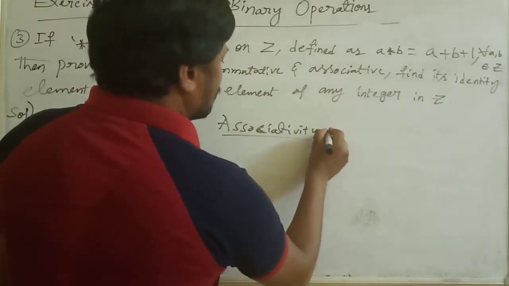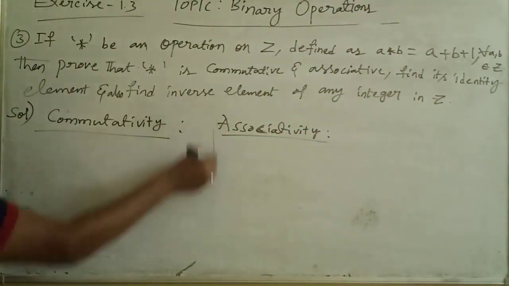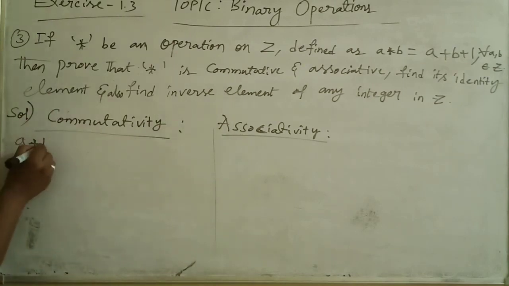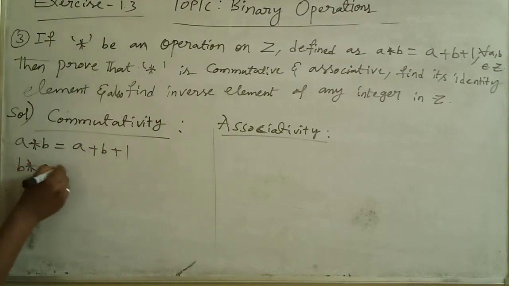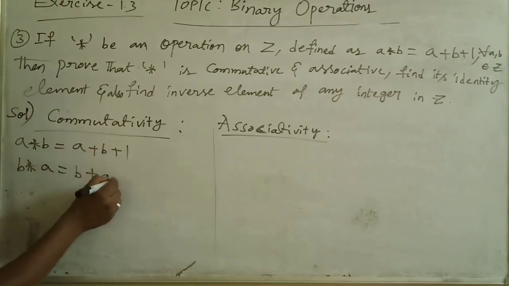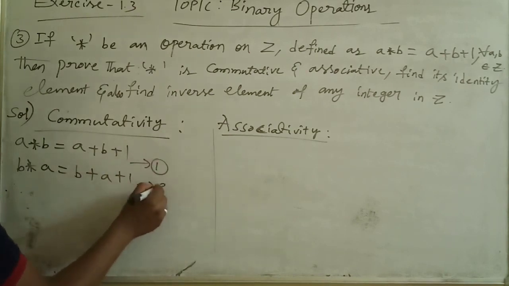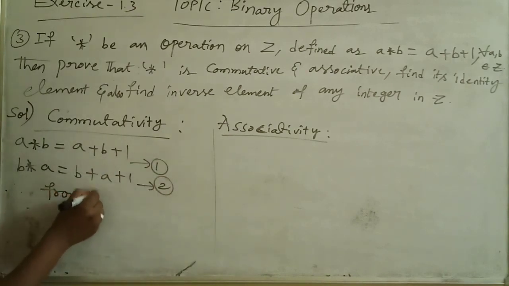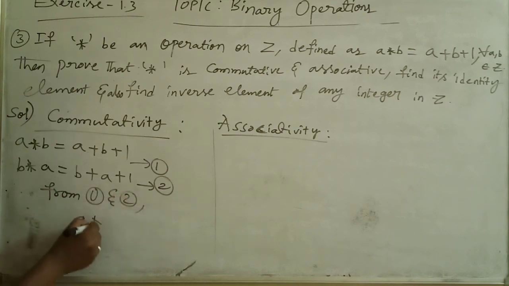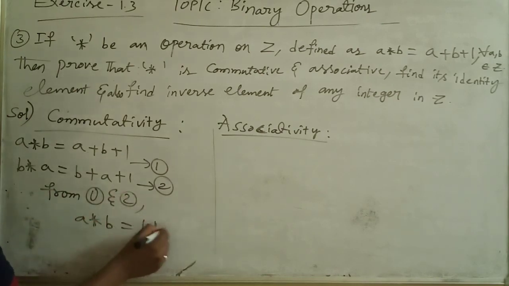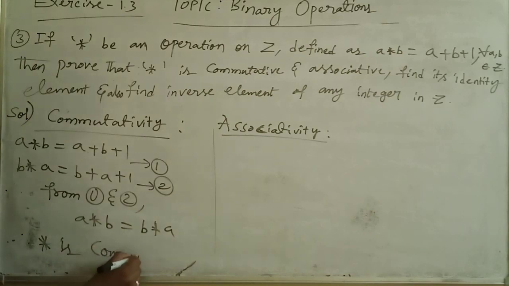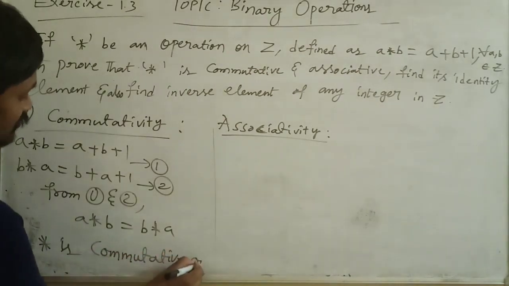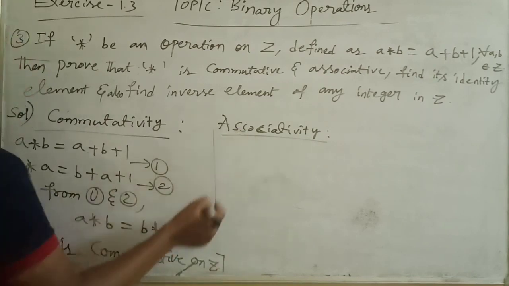So commutativity, associativity, let me check. Now in commutativity, first A star B. A star B means what do you know? A plus B plus 1. Then if I take B star A, just replace A with B and B with A. So B plus A plus 1. This is equation 1, and this is equation 2. We'll write from 1 and 2, A star B is equal to B star A. Therefore, star is commutative on Z. So first one done, and associative.